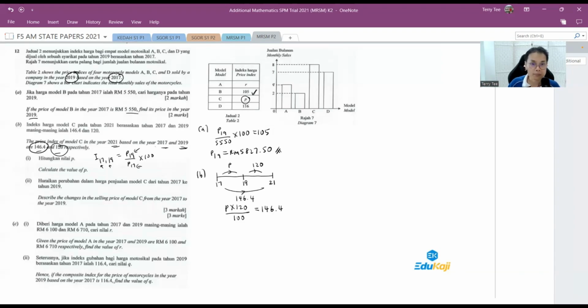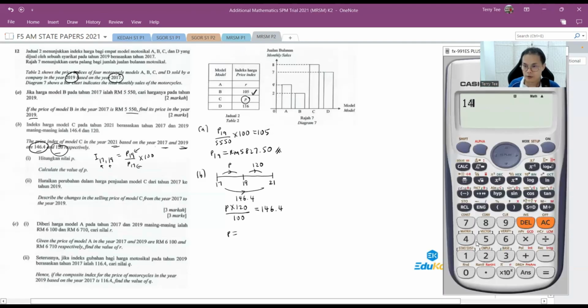We take the P here, you multiply 120 divided by 100. It's always 100. There's a way to prove it, but you don't need to know the derivation. So divide by 100, you always get 146.4, the overall increase from 17 to the year 21. So what I need to do is use my calculator: take 146.4 times 100 divide by 120. So this answer is 122.